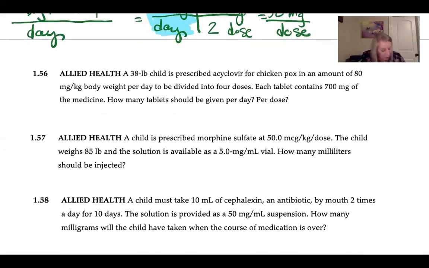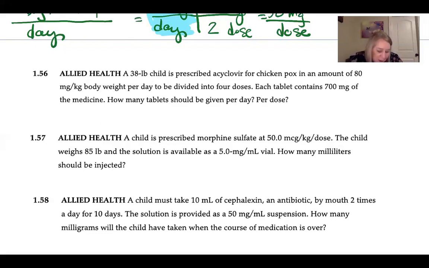Okay, a child is prescribed morphine sulfate at 50 micrograms per kilogram per dose. The child weighs 85 pounds and the solution is available as a 5 milligram per milliliter vial. How many milliliters should be injected?